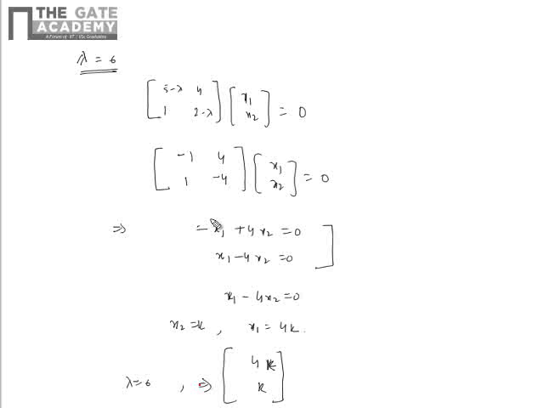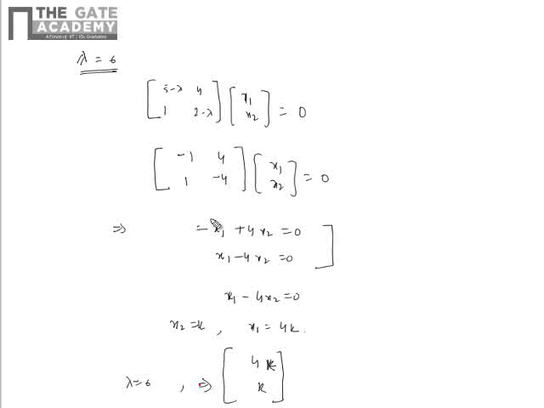So one point is clear: for a given value of lambda you have a lot of eigenvectors. You can have different eigenvectors. But the reverse is not true. That is, for a given eigenvector there can be only one eigenvalue. You can't have multiple eigenvalues for a given eigenvector, because this form is fixed for a given eigenvalue.